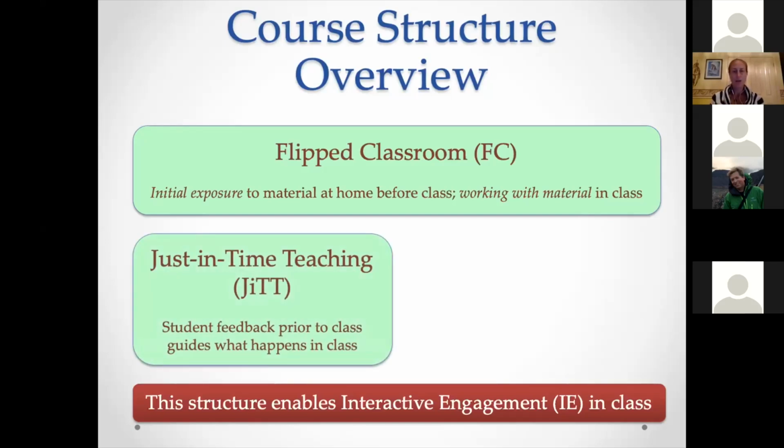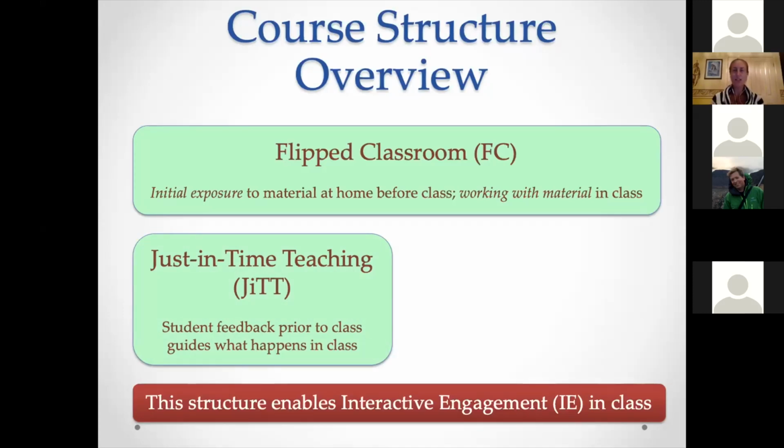So how do we know what to focus on in class? This is where a teaching method called just-in-time teaching comes in handy. So just-in-time teaching is essentially a way for students to give feedback to the lecturer before class so that that information can be used to guide what's going to happen in class.